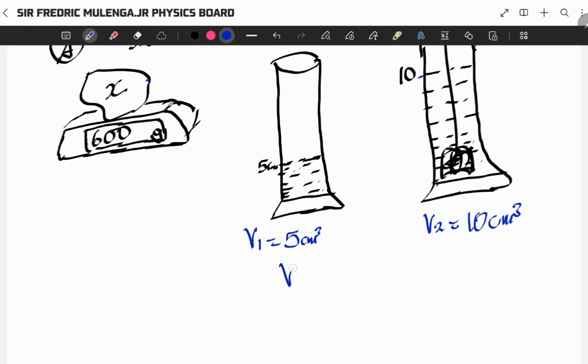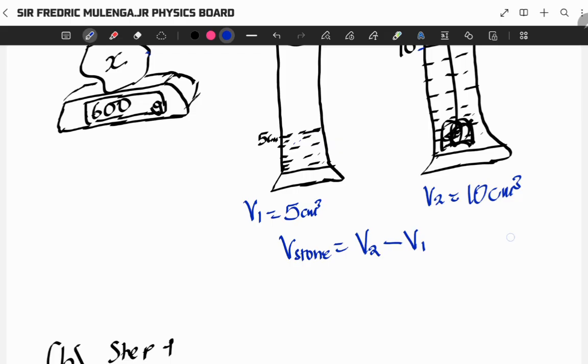So the volume of the stone will be solved by the final volume, which is volume 2, minus volume 1, which is also called the initial volume. And what does that give us? The volume of the stone is equal to 10 minus 5, and this is just 5 centimeter cubic. So this is the volume of the stone.